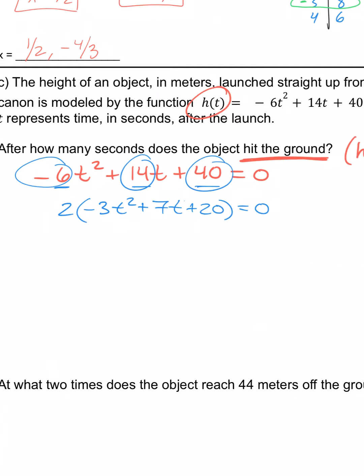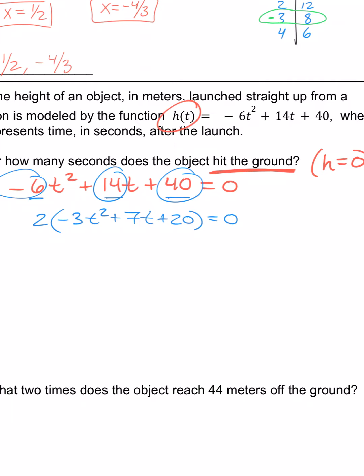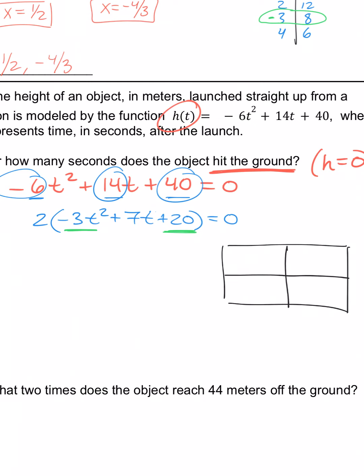Okay. Now what we need to do next is factor this quadratic. Similar to the top of the page, I want to put these values in this area model box right now. We have negative 3t squared and 20. Now we want to create 7t between these two squares. The way we're going to achieve that is we're going to use negative 3 and 20. We're going to multiply them to create negative 60.